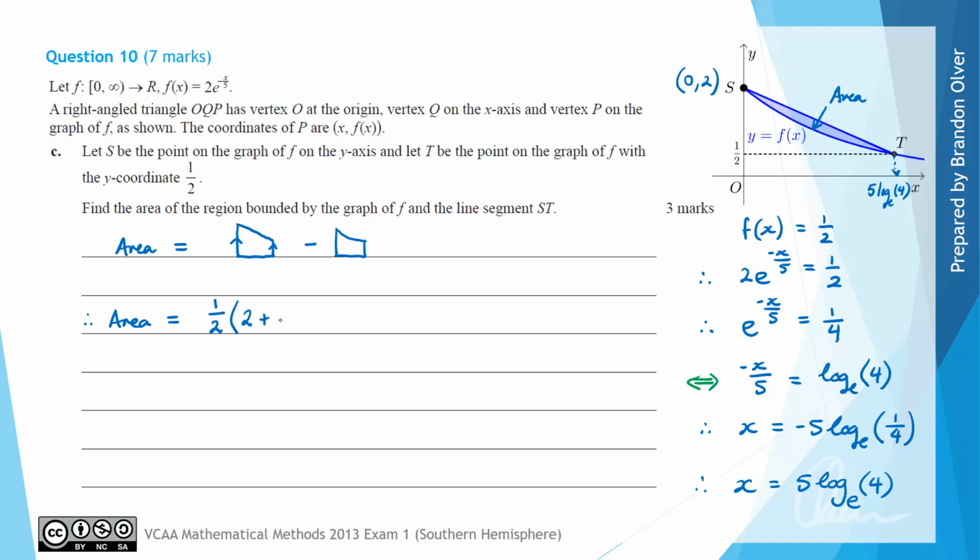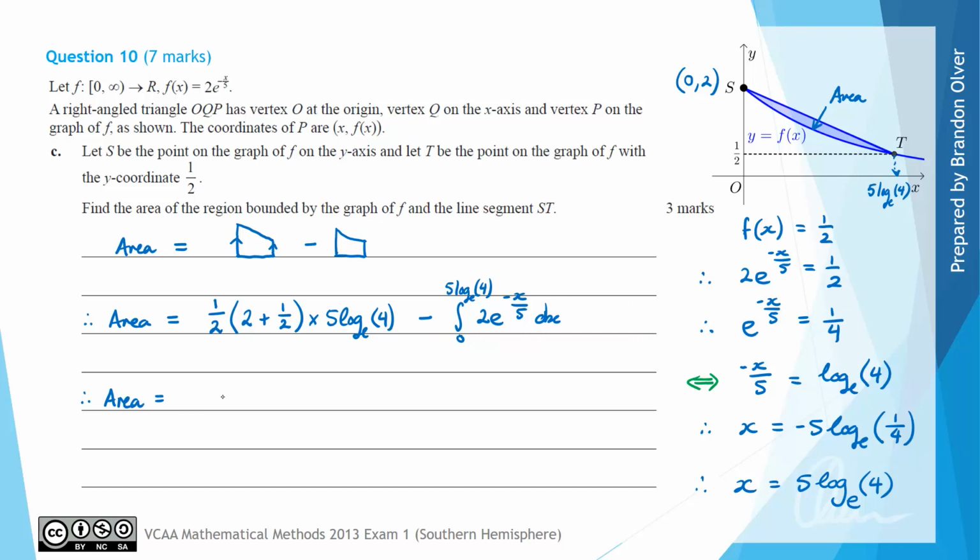And then we add on the other parallel length, which is the y value of a half, and we multiply that by the length or the height of the trapezium, which is 5 log e of 4. Then we can subtract away the area underneath the graph of f, which is going to be the integral between 0 and 5 log e of 4 of the graph's rule, 2e to the negative x on 5 dx. And now our job is just to evaluate and simplify that.